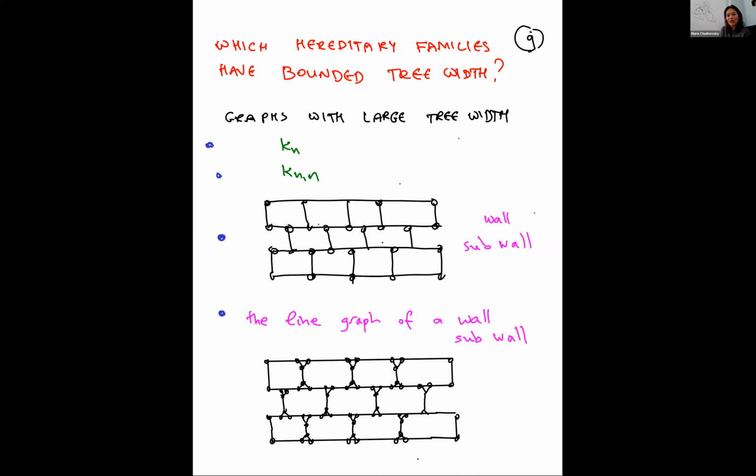Okay, so now we have 4 important examples: big complete graphs, big complete bipartite graphs, subdivided walls, and line graphs of subdivided walls. This is sort of what we knew from the study of minors or of subgraphs. That's where it ended.